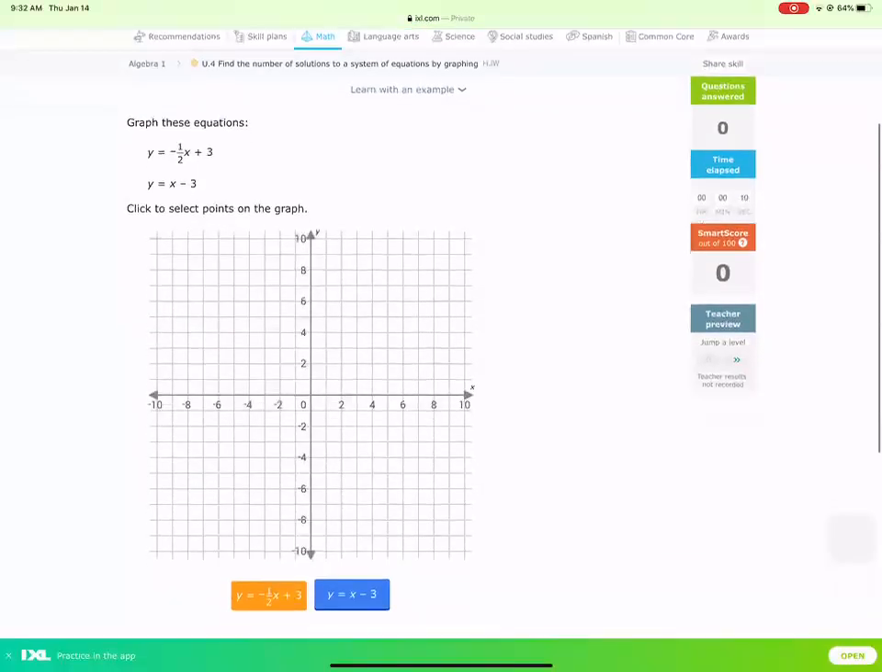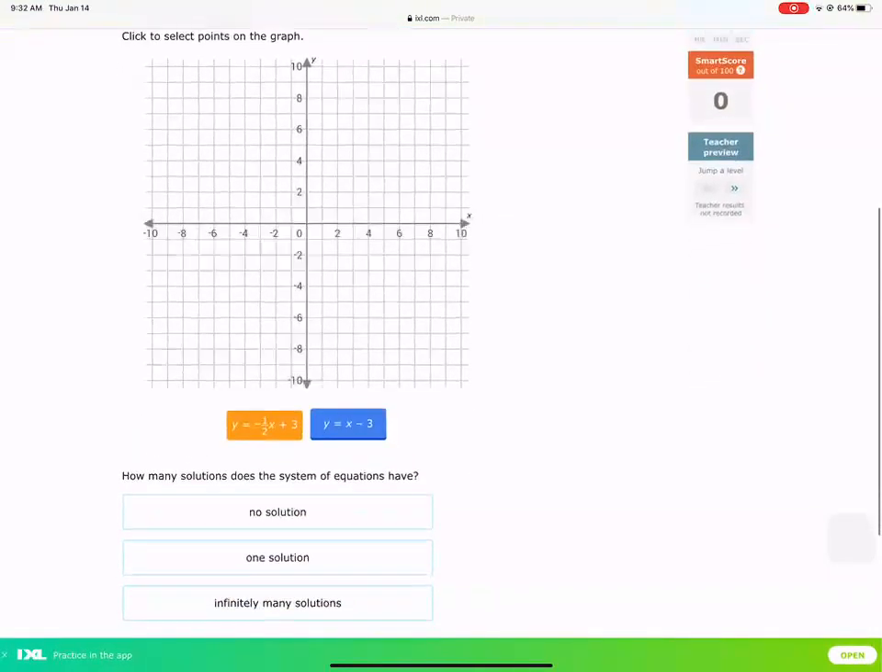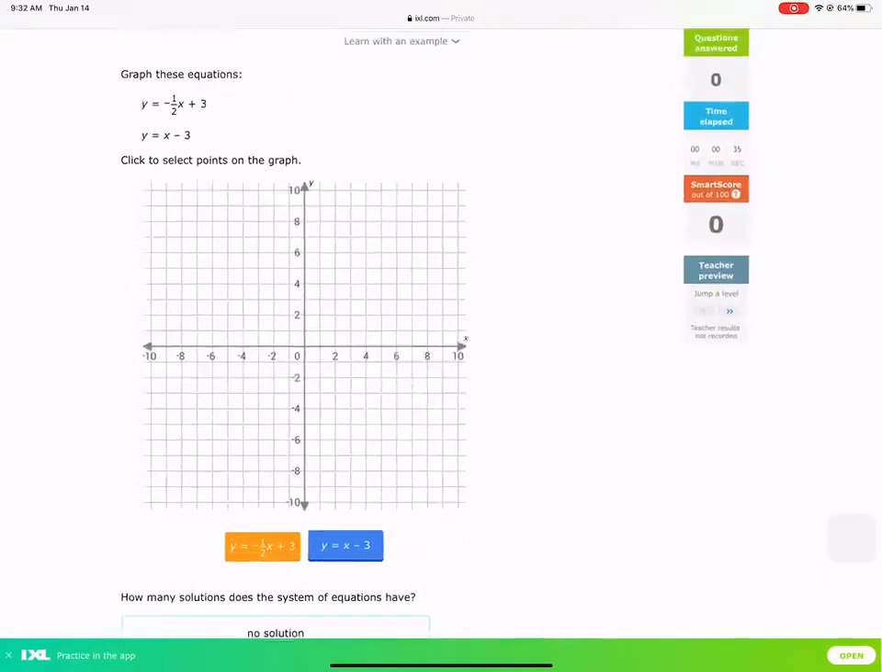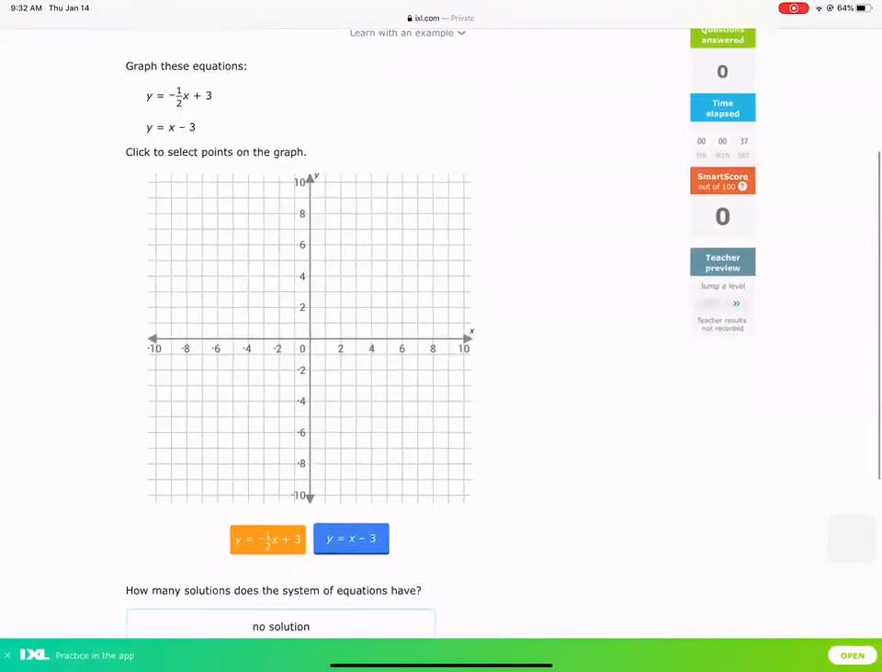Okay, here's our IXL homework for today. We are asked to graph 2 lines. Graph these equations: y is equal to negative 1/2 x plus 3, and y is equal to x minus 3. Then click to select the point on the graph. Then how many solutions does the system of equations have? No solutions, 1 solution, or infinitely many solutions? These are 3 options.